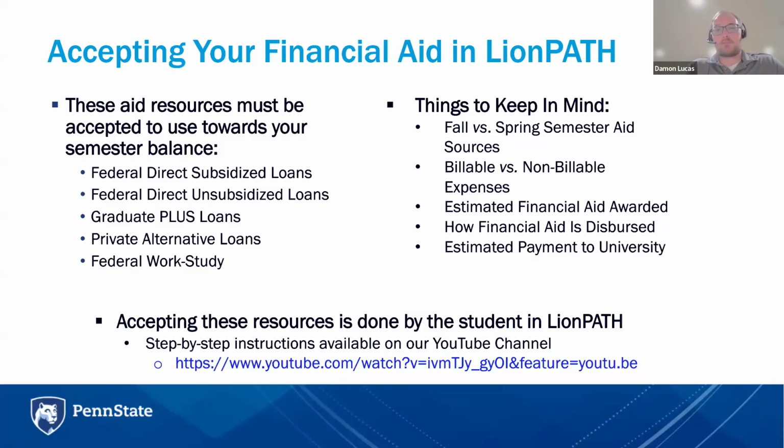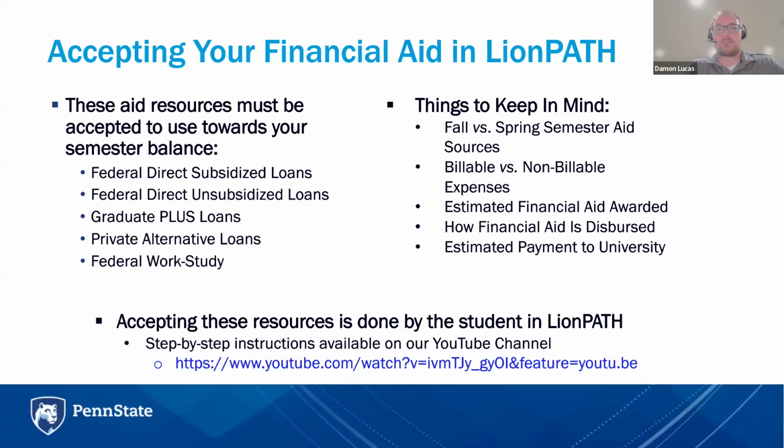Here are some things to keep in mind whenever you're looking at these. Is it a fall versus spring semester aid source? Definitely be mindful of your billable versus non-billable expenses, the estimated financial aid awarded, how financial aid is dispersed, and the estimated payment to university. Accepting these resources, again, is done by the student. Parents, you cannot do this for the student, as this is something done by the student.